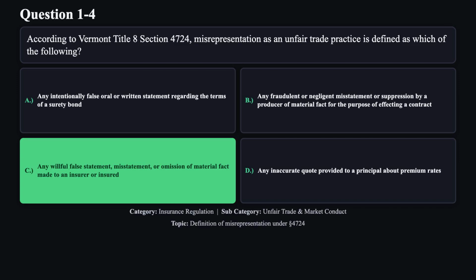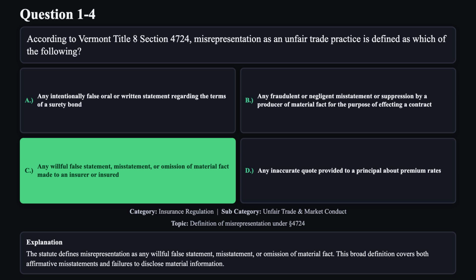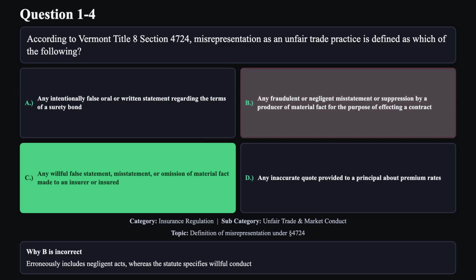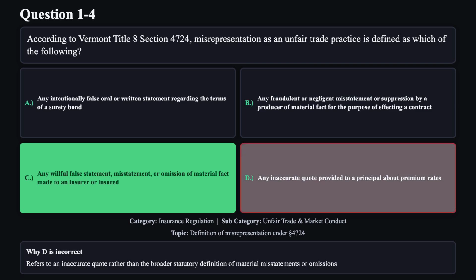The correct answer is C. The statute defines misrepresentation as any willful false statement, misstatement, or omission of material fact. This broad definition covers both affirmative misstatements and failures to disclose material information. Reason A is not correct. It limits misrepresentation only to bond terms and fails to include omissions of material fact. Reason B is not correct. It erroneously includes negligent acts, whereas the statute specifies willful conduct. Reason D is not correct. It refers to an inaccurate quote rather than the broader statutory definition of material misstatements or omissions.